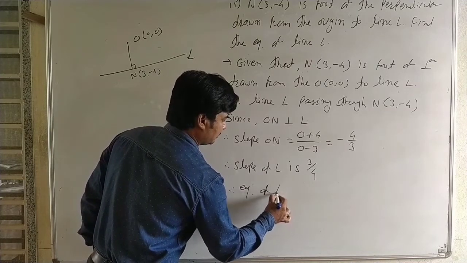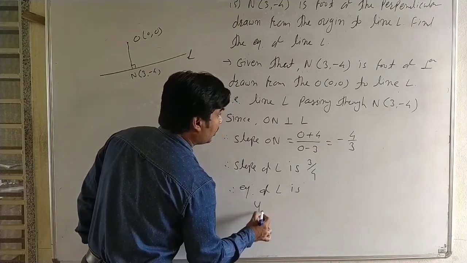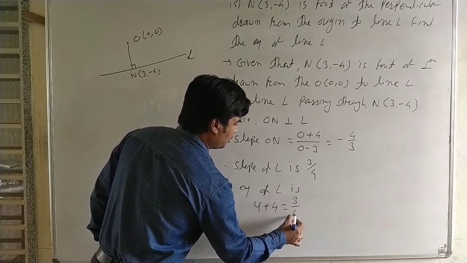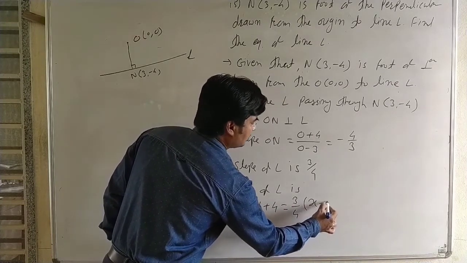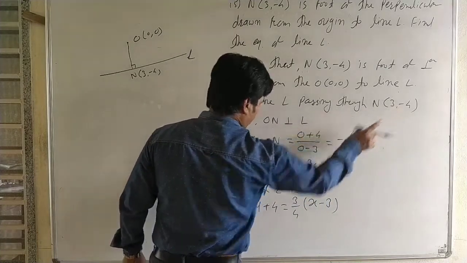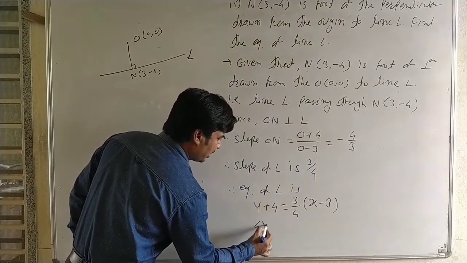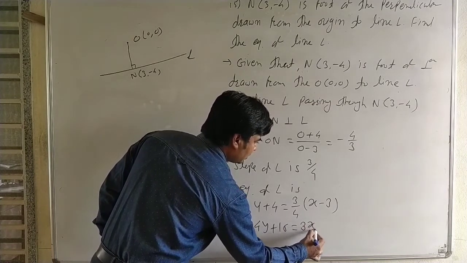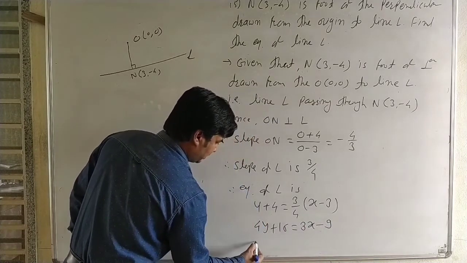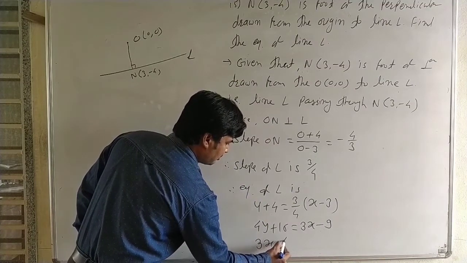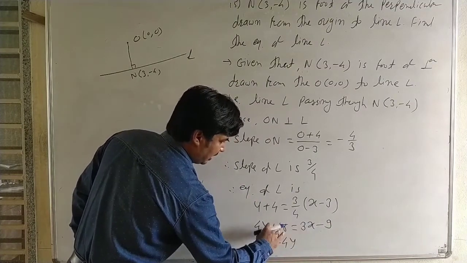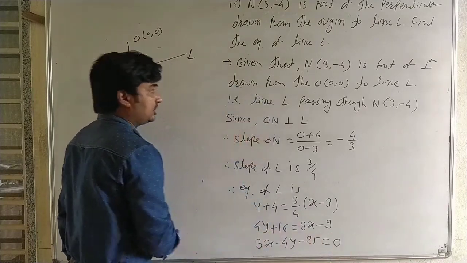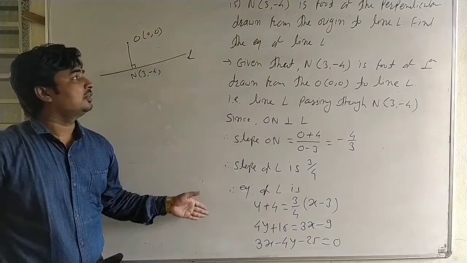And therefore the equation of L is y minus y1 is equal to slope into x minus x1, with 3 comma minus 4, and then it is 4y plus 16 is equal to 3x minus 9, and then 3x minus 4y minus 25 is equal to 0, which is the required equation of the line. See carefully.